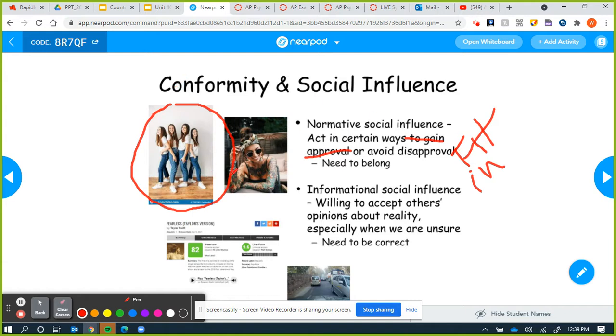Tattoos have become very normative, okay? It's almost rare for somebody to not have a tattoo now. I think I've said this some class, but I am one of the few people that I know that doesn't have a tattoo. The majority of my friends all have tattoos. I just don't have any. So normative social influence, just following the group to fit in, doing what is normal.